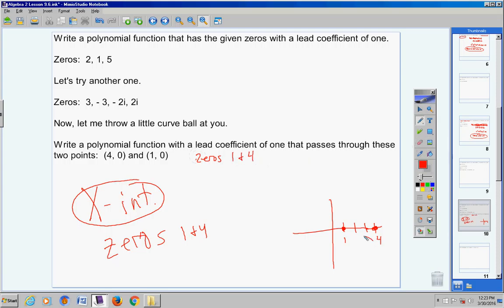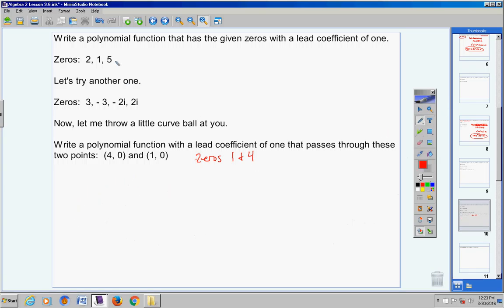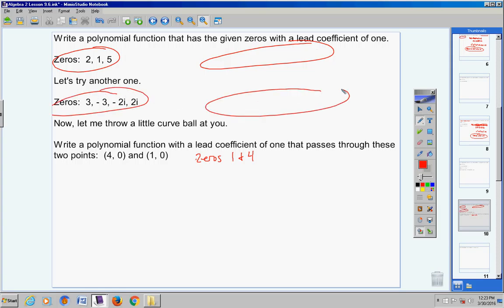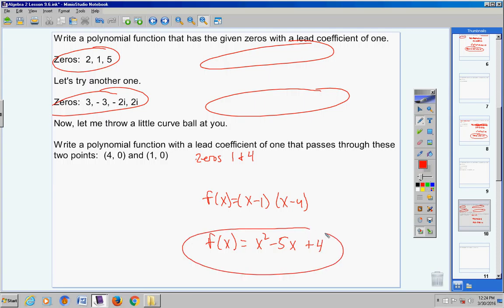So we can do that. My goodness, we just did that for the past 2 problems. I gave you zeros, you wrote the function. Here's the zeros. This is easy. Positive 1 is a zero, so you're going to put x minus 1. 4 is a zero, so you're going to put x minus 4. Now do your multiplication, and here's your answer. x squared minus 5x plus 4. Booyah, done. There it is. Not too bad, guys. Okay.